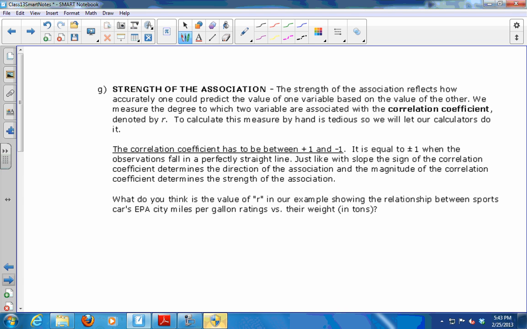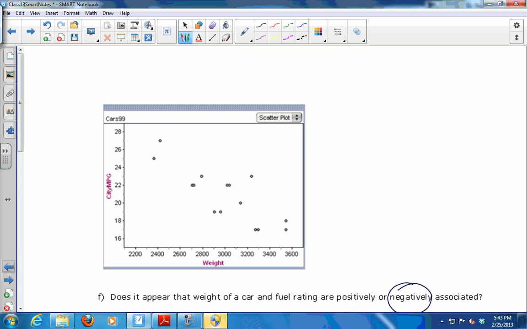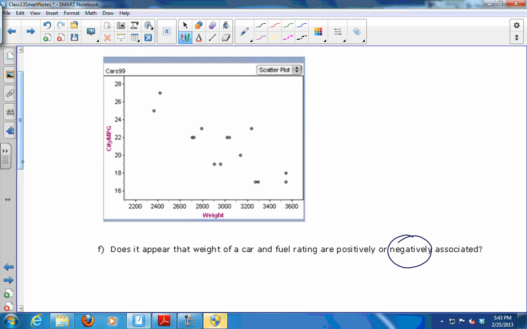So calculating this value R by hand is really tedious. We're going to let our calculators do it for us. But I'll show you the idea behind what it does. It draws a line of best fit. It figures out a line of best fit, and then it measures the distance from every point to the line. So it finds the errors. It calculates all these little distances. It adds them up.